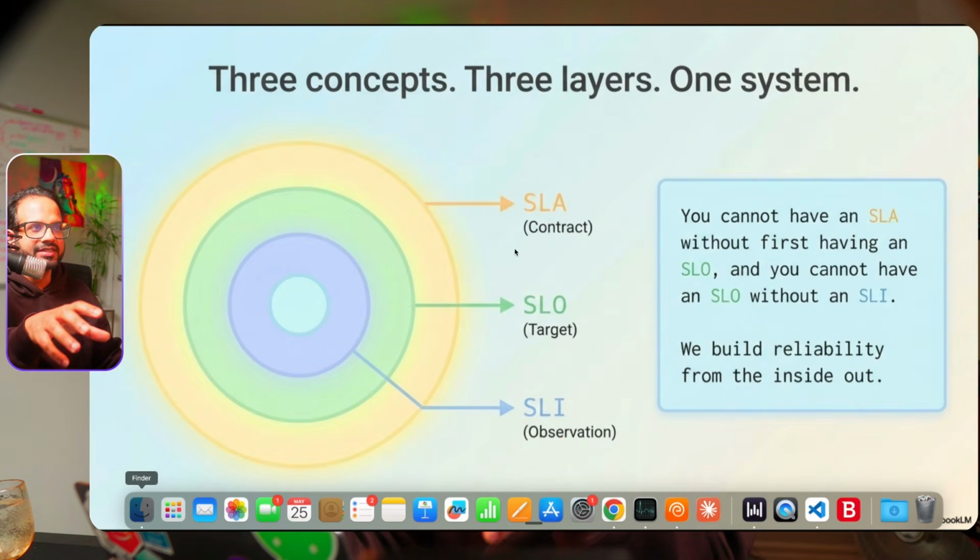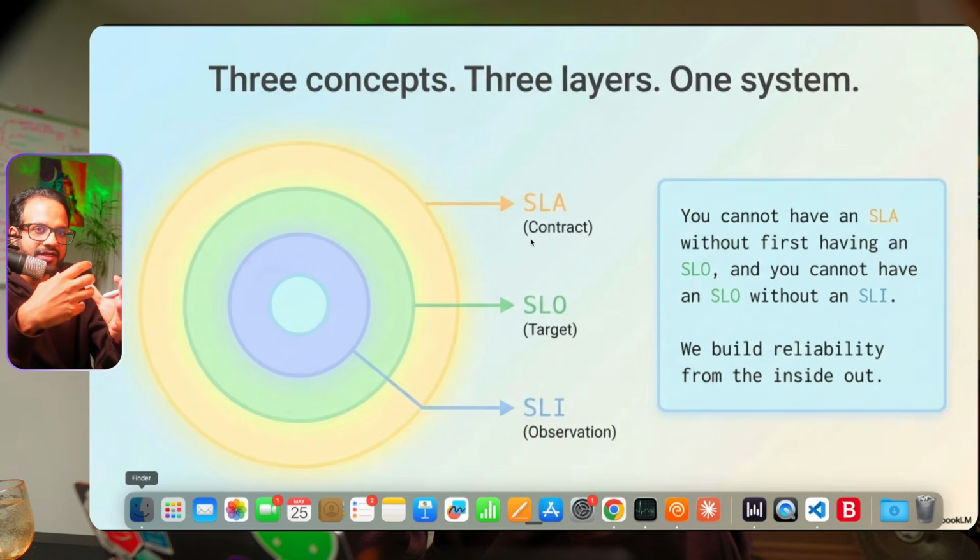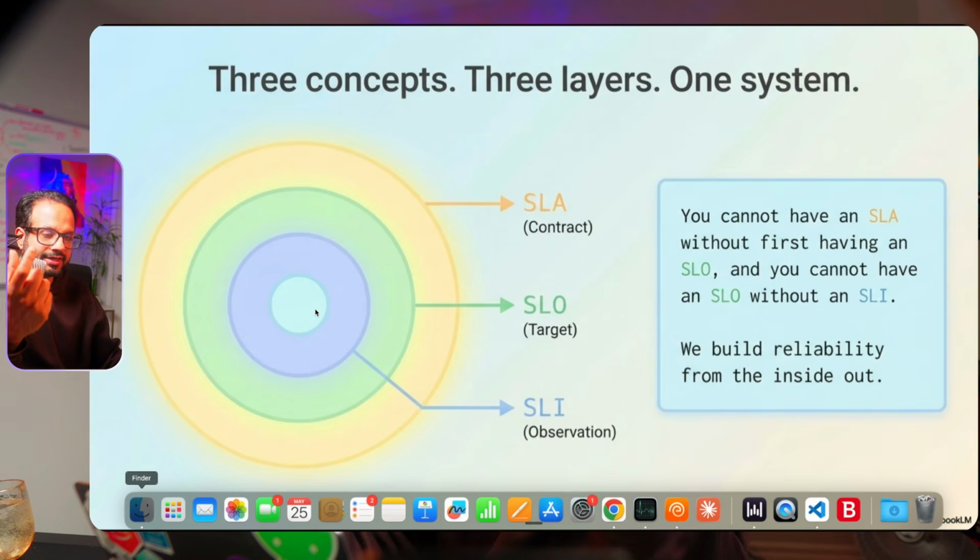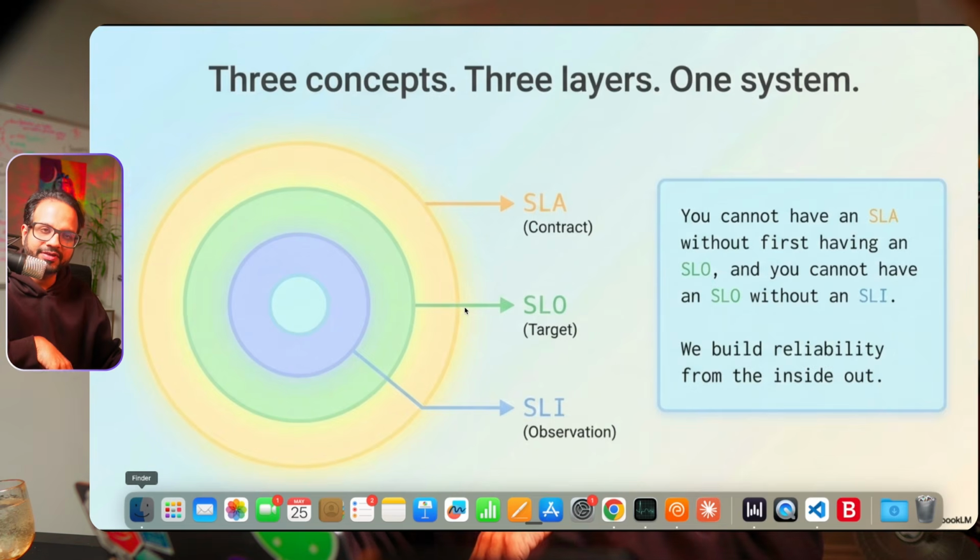Now, as you can see, there are three layers in one system wrapped together. On the lower layer, it's SLI, which is the observation, the current situation right now. SLO is the target that you are maintaining internally within your team. And then you have the SLA at the outer layer, which is the contract between you and the customer. You cannot have the agreement without having an SLO, right? So first you set your target within the internal team.